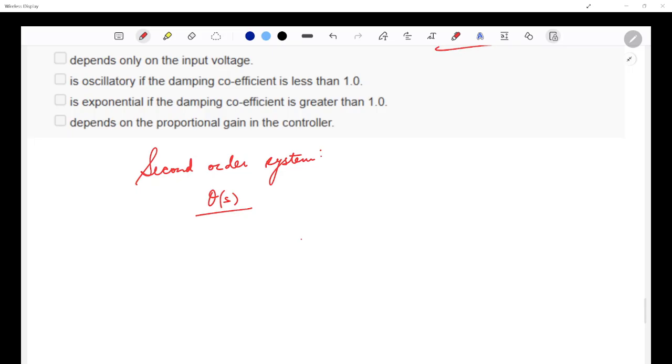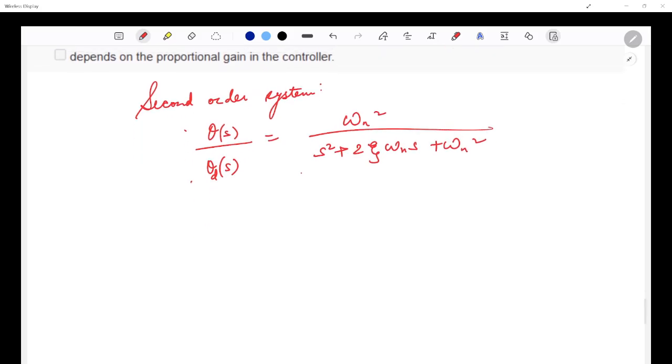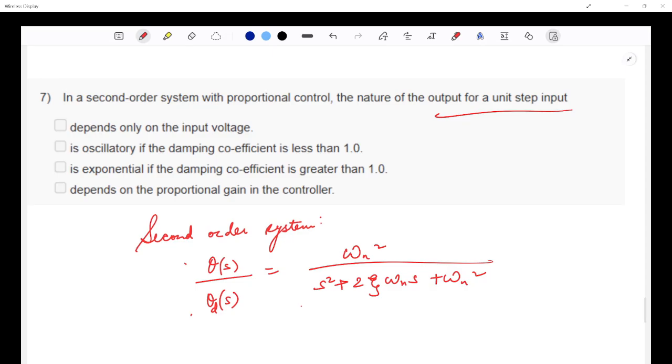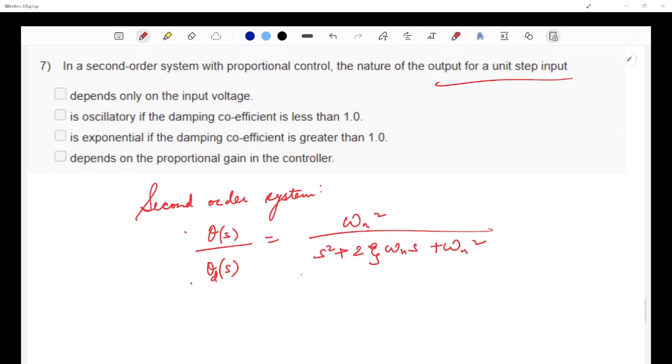theta s upon theta ds, this is desired and this is actual. Okay, this is equal to omega n square upon s square plus 2 zeta omega n s plus omega n square. We know that zeta is the damping ratio and omega n is the natural frequency. So the first option is it depends only on the input voltage. No, right? Output depends on system parameters which we have here, controller gains and damping, and it's not just input, so it is wrong.